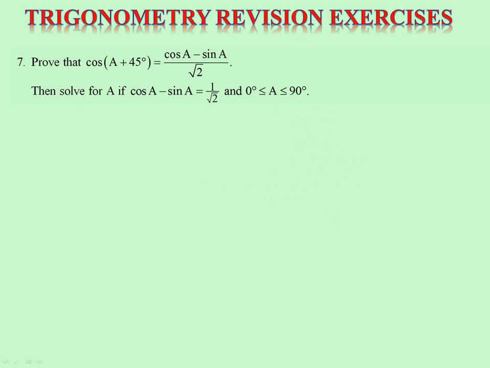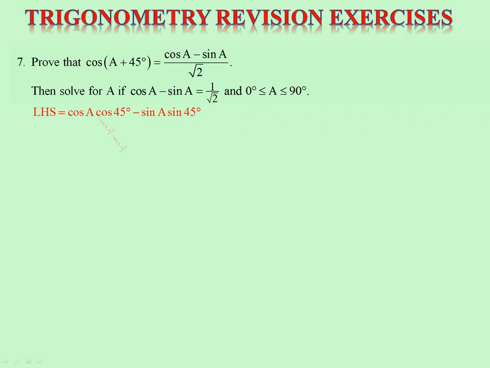Let's look at this one now. We need to prove that that equals that. Well, this is an identity. I'm going to take the left-hand side, and I'm going to expand it by the cos expansion. Remember, cos, not careful about the signs like sine, so therefore that's negative there.